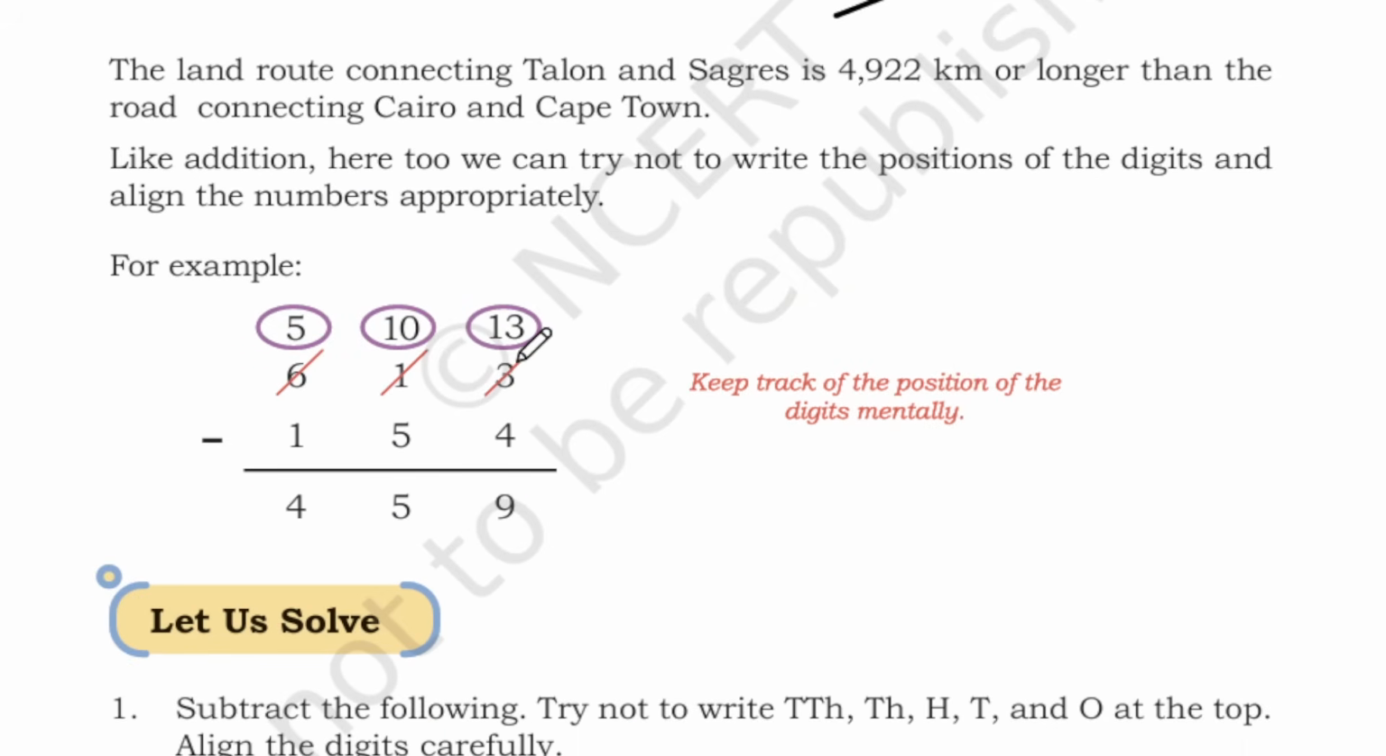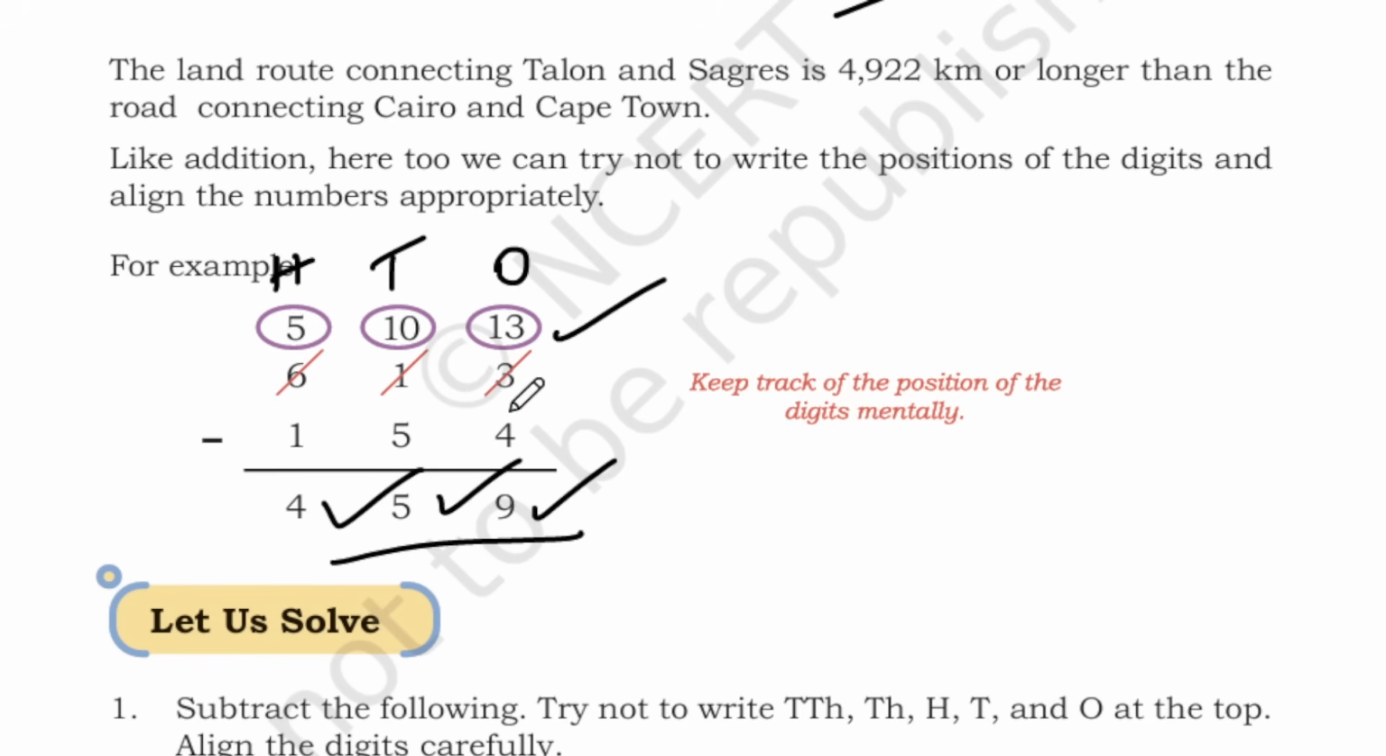Okay. So here they have borrowed. 3 cannot be subtracted by 4. So they borrowed from this. So what happened? First they borrowed from 6. So 1 becomes 11. Again they borrowed 1. So 11 becomes 10 here. So 3 becomes 13. So 13 minus 4 is 9. 10 minus 5 is 5. And here 5 minus 1 is 4. Okay. If you want, I am writing here ones, tens, hundreds. But this you have to do without writing the place value.